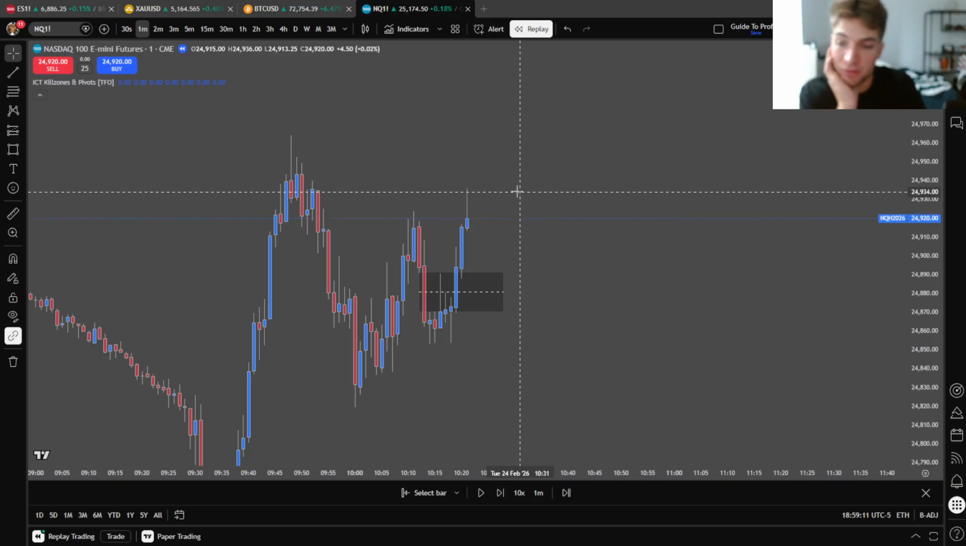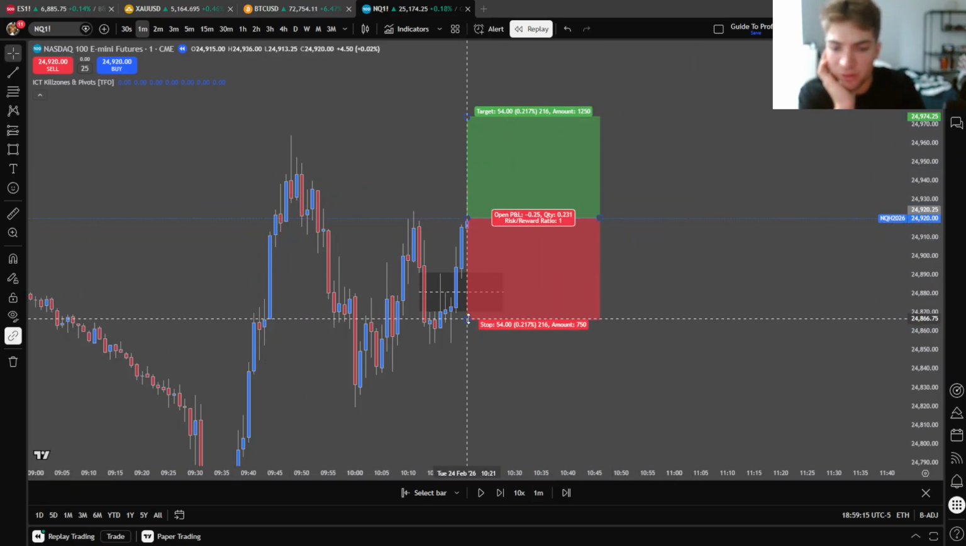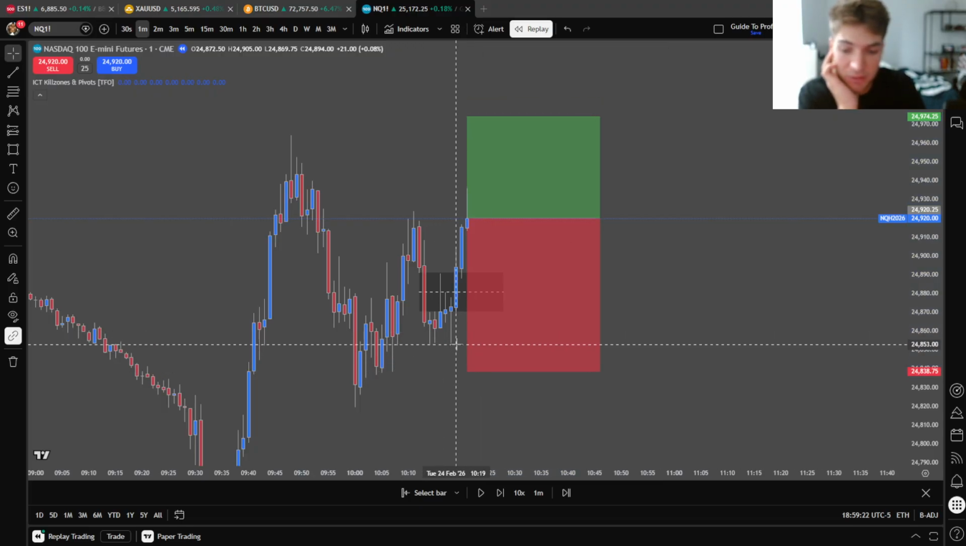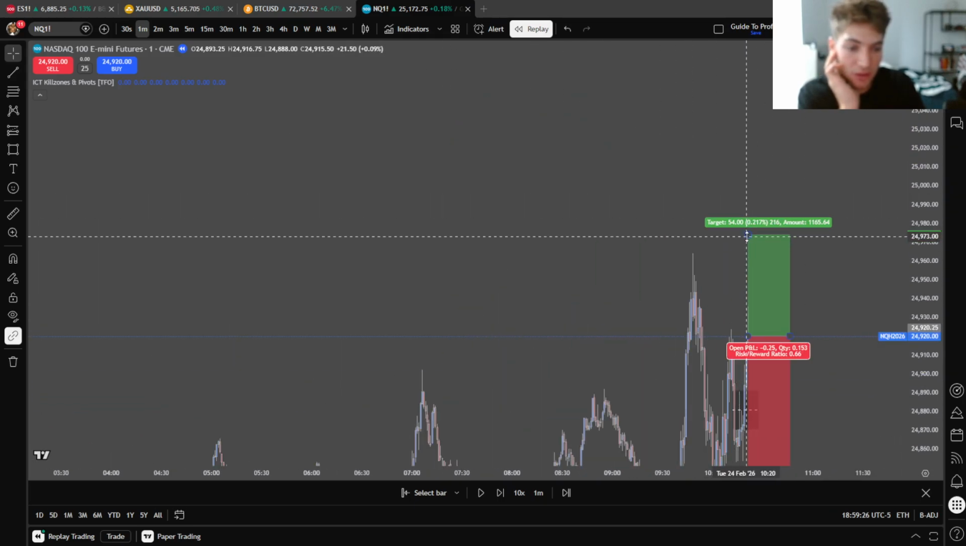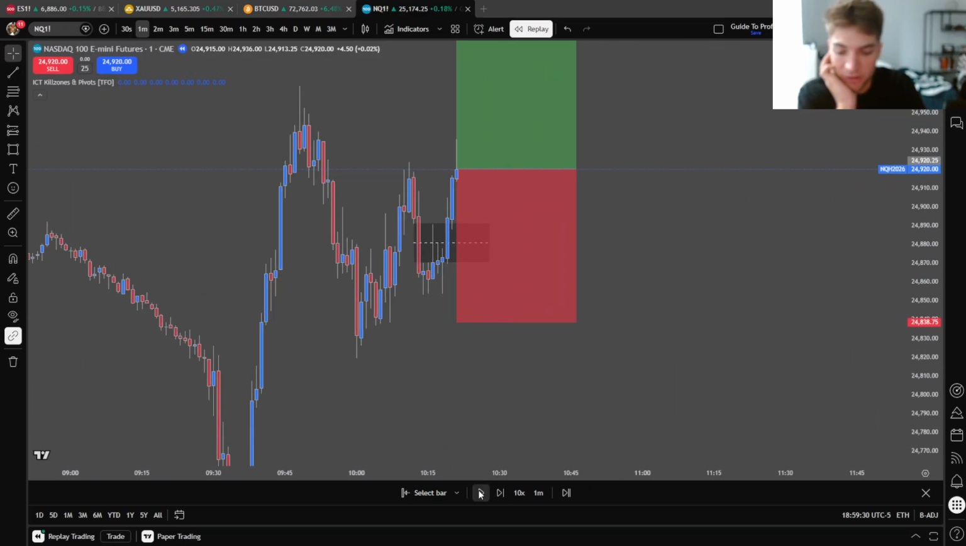Thankfully, a candle does happen. Sure, we wick out, but that's fine. We closed above the highs. We confirmed a bullish move. And is my stop going to be here? No, I don't like my stops being there. I actually like my stops being here because in the case that we do want to sweep these internal lows, I'm going to give it wiggle room. And well, let's just go for a 1 to 1.3. Doesn't matter.